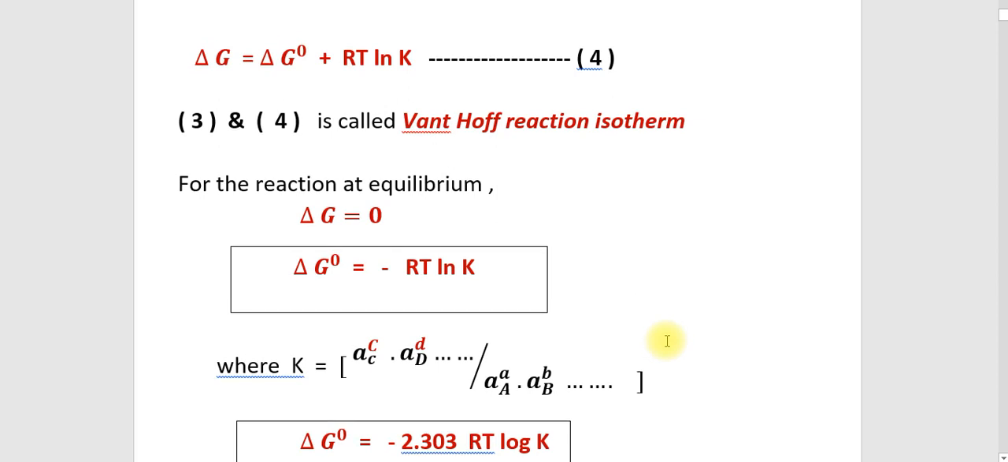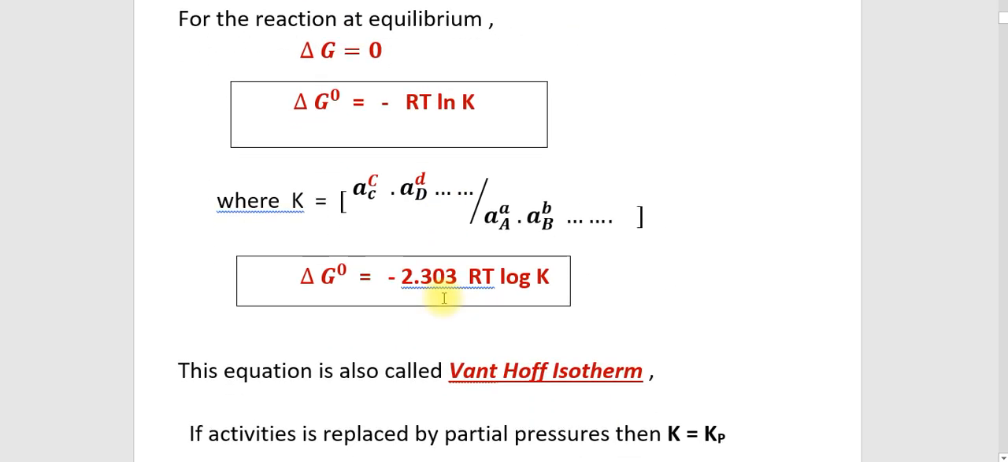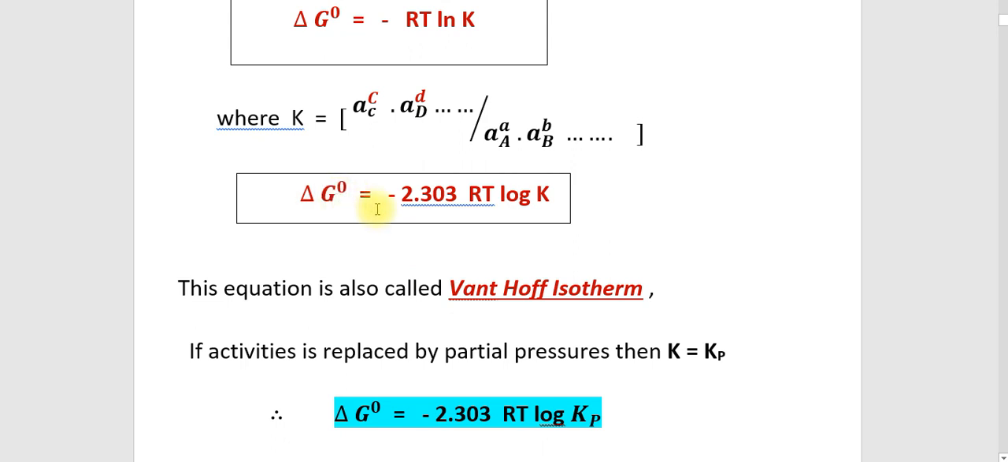This equation is also known as Van 't Hoff isotherm. രണ്ട് ഇക്വേഷനെയാണ് പറയുന്നത്. ഒന്ന് delta G is equal to delta G0 plus RT ln K. If it is at equilibrium, then delta G0 is equal to minus RT. എങ്ങനെ വരുന്നു? delta G0 ആണെങ്കിൽ എന്ത് വരുന്നു? delta G0 is equal to minus RT ln K എന്ന് വന്നു. Therefore, delta G0 is equal to minus 2.303 RT log K. This equation is also known as Van 't Hoff isotherm.